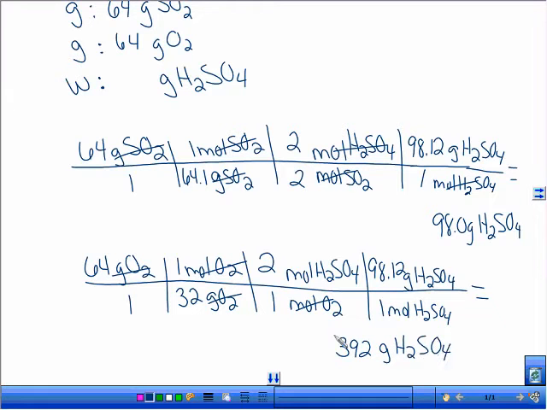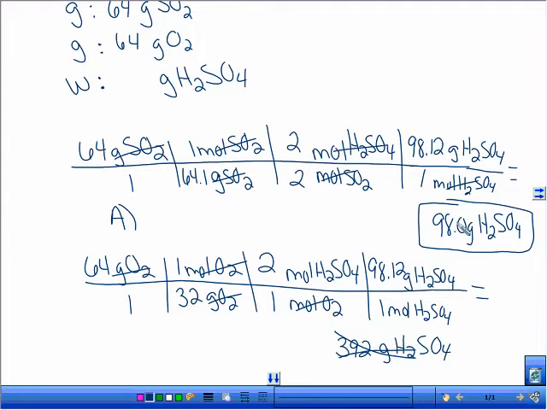Then you're going to have to ask yourself, can I really make 392? And the reason you can't make 392 is once you've made 98 grams, your sulfur dioxide is all gone. So this cannot happen. And in pre-AP, I made you put a big X through it so you wouldn't be tempted to use it. This is how much I can make. This is going to be my answer to letter A. My answer to letter A was how much sulfuric acid can I make? And you can make 98 grams. You'll never be able to make 392.